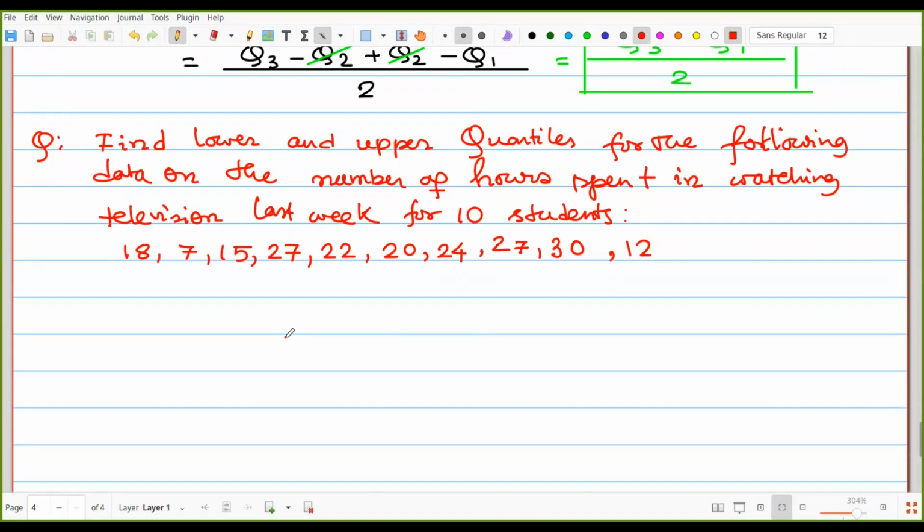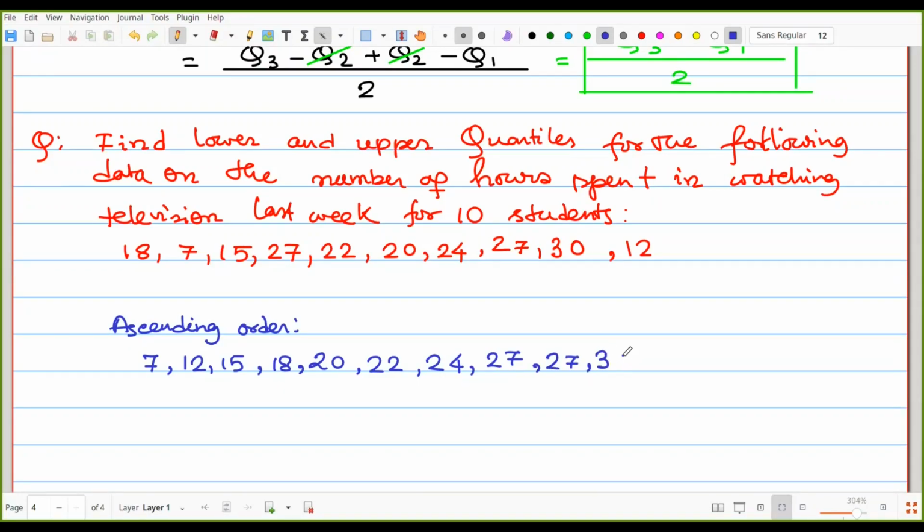Now, for quartile deviation or to find out the quartile, we have to rearrange the data at first. Suppose we are arranging the data in ascending order. So the order should be 7, then 12, then 15, then 18, then 20, 22, 24, 27, another 27, then 30. So how many items are there? 1, 2, 3, 4, 5, 6, 7, 8, 9, 10. So n is equal to 10 here.